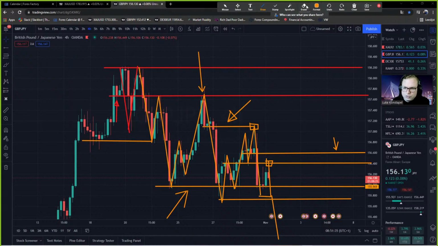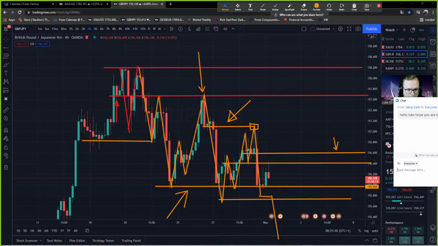What I would personally do, if you're not in this trade on GJ, is wait for price to come back up to 56.6 at that retest area before going further down.